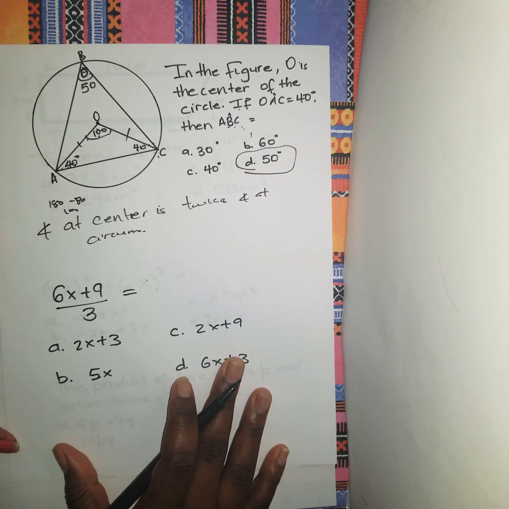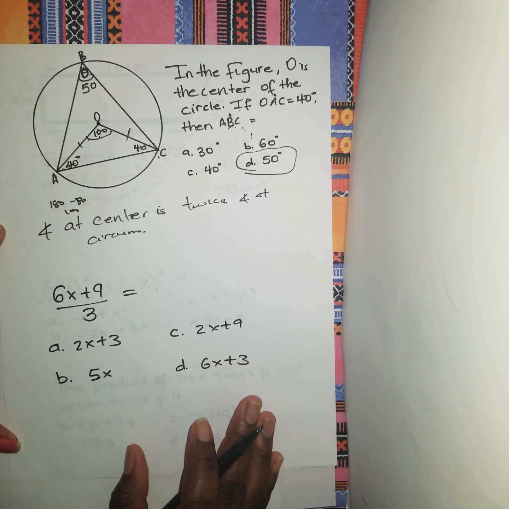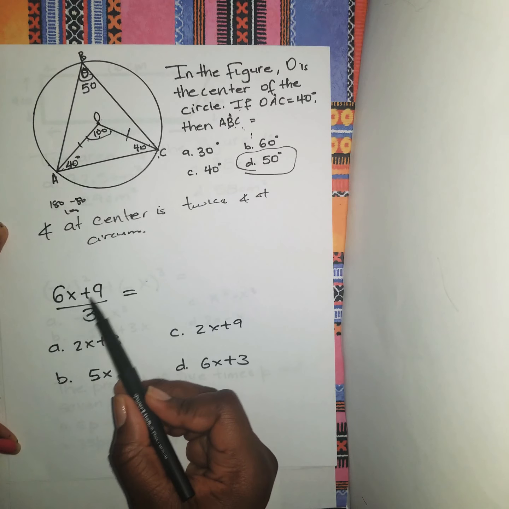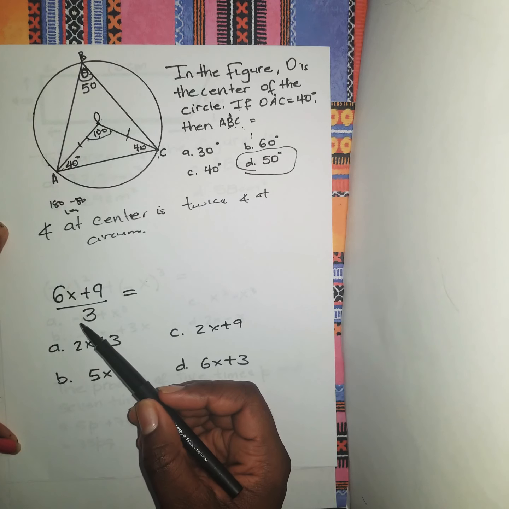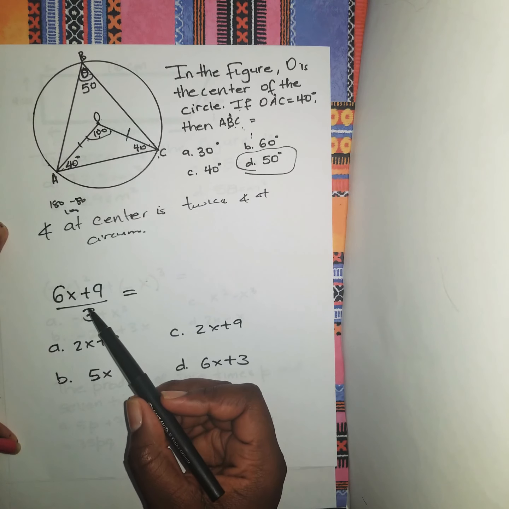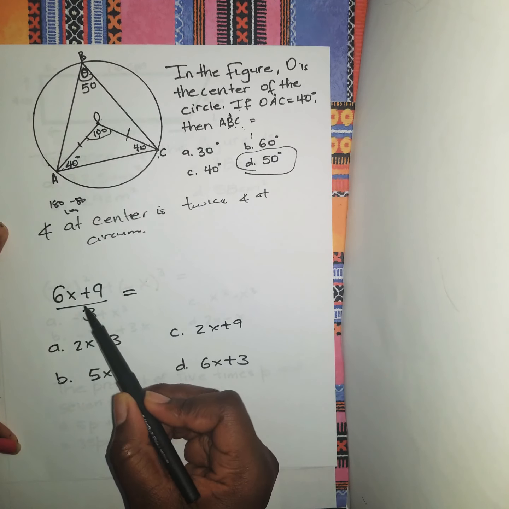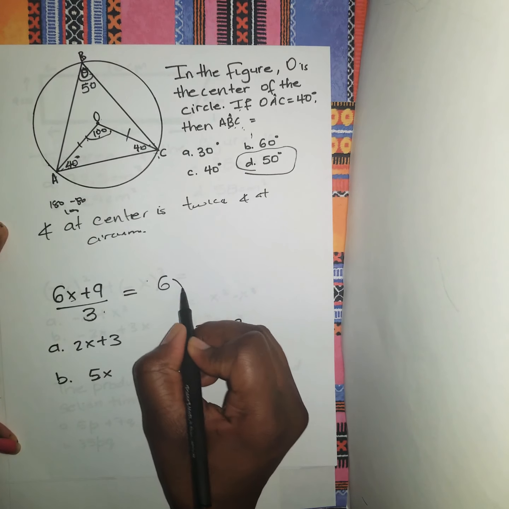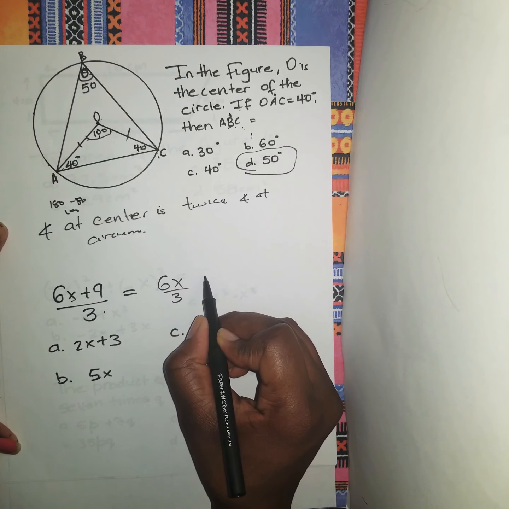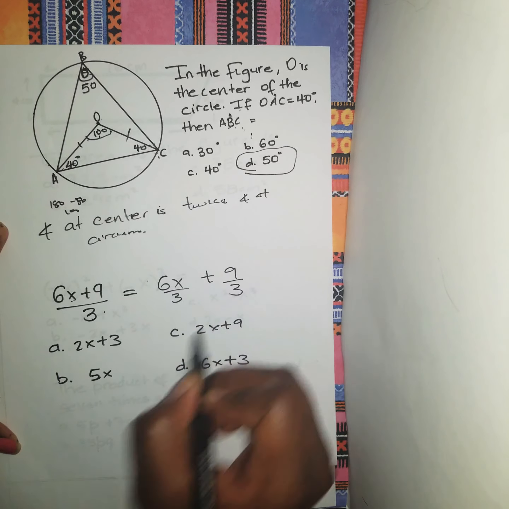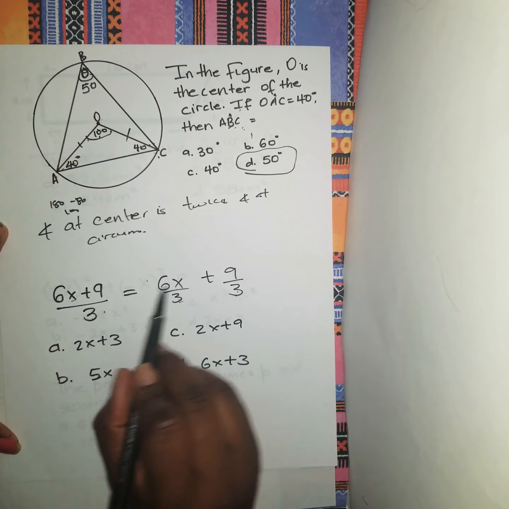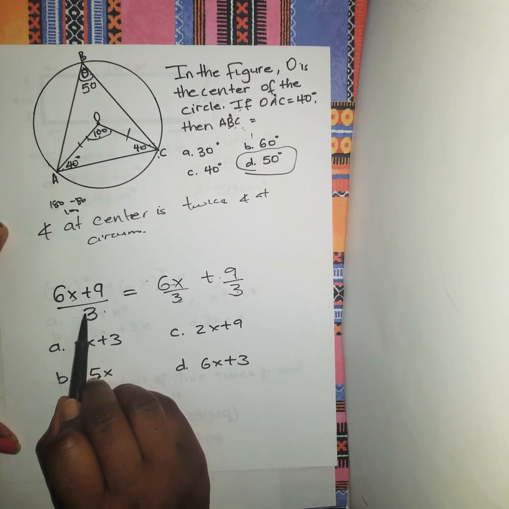Let's try this question. So 6x plus 9, divided by 3, is equal to... So guys, this is basically asking us to reduce this fraction. Once you have a fraction with either addition or subtraction in the numerator, the denominator goes for every term in the numerator. So this can be written as 6x divided by 3 plus 9 divided by 3. All right, so we have the same denominators.